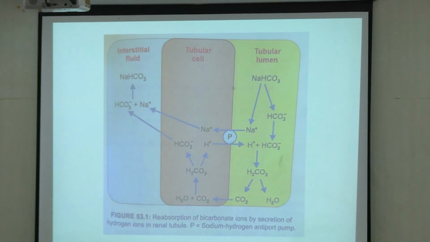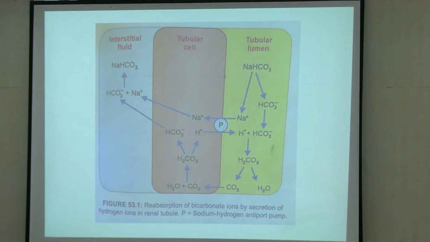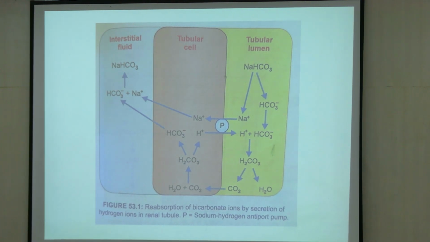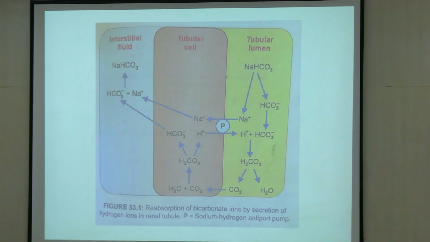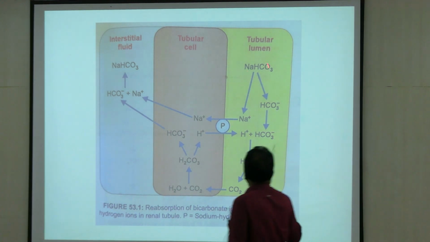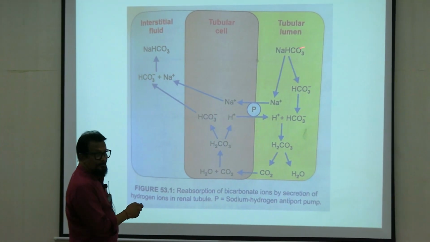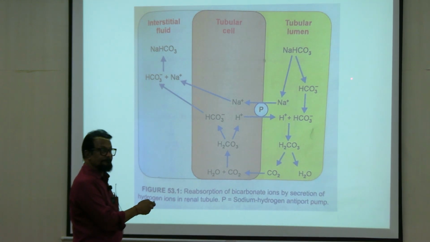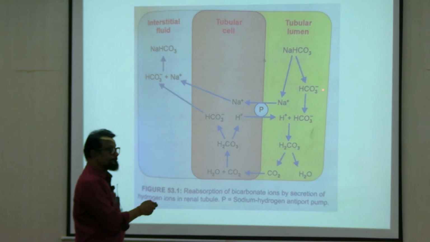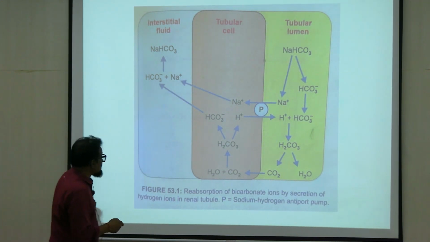Let's see this mechanism. There are three mechanisms. One is the bicarbonate mechanism, one is the phosphate mechanism, and another is the ammonia mechanism. So this is the bicarbonate mechanism. What happens? In the tubular lumen, a lot of alkali bicarbonate is passing. These bicarbonates are dissociated into sodium and bicarbonate. And what happens to this sodium within the cell?